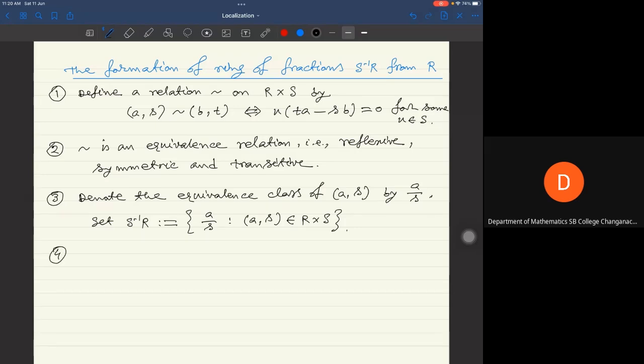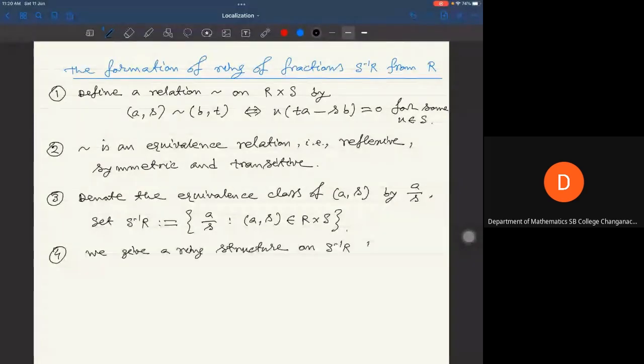So we define a ring structure on S inverse R by defining the operations. You consider two elements in this set, that means two equivalence classes. One is a by s, another one is b by t.